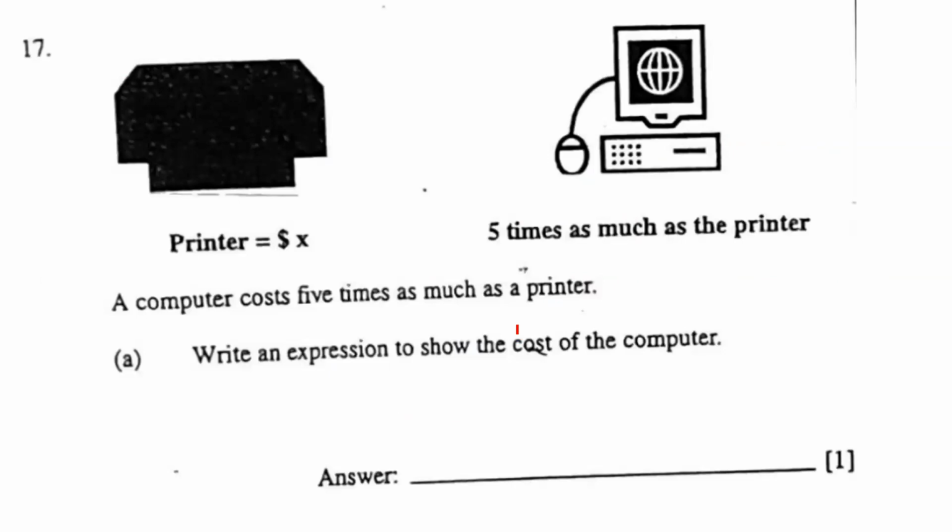Moving right along, let's look at number 17. We have a printer which costs X dollars and a computer which costs 5 times as much as the printer. It says write an expression to show the cost of the computer. The computer costs 5 times as much, so we're going to say 5 times X, because X is the cost of the printer. So the cost of the computer is going to be 5 times X, which is just 5X.